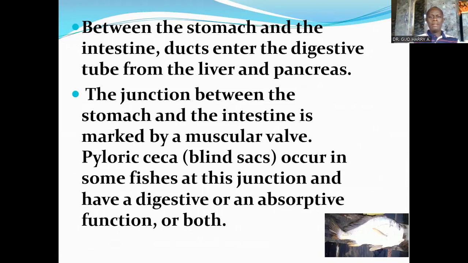Pyloric ceca, which are blind sacs, occur in some fishes at this juncture and have a digestive or an absorptive function, or both.